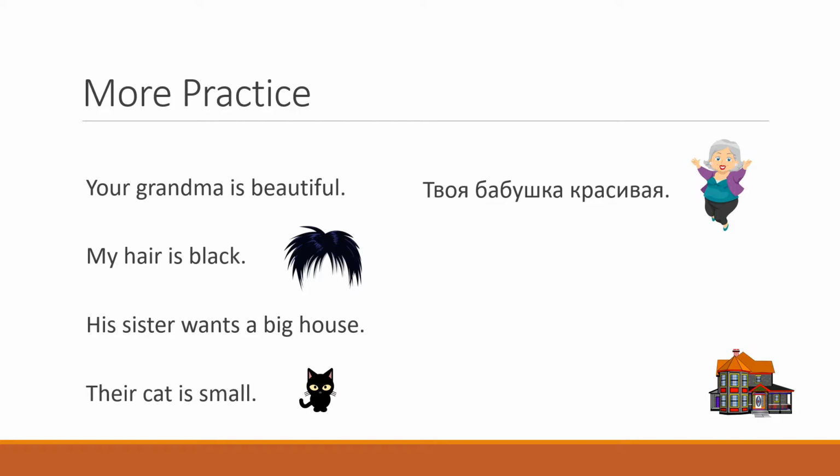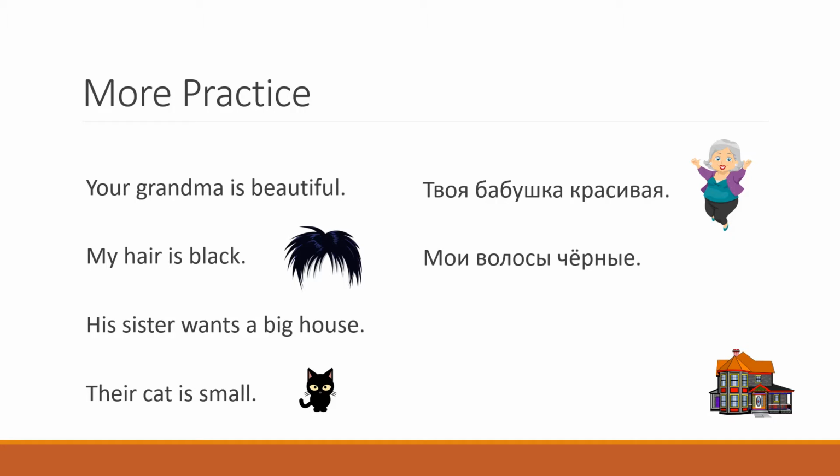Okay, next, my hair is black. Remember, hair, волосы. That is plural because we're talking about all the hair, right? Not just one strand. So plural. My hair is black. Мои волосы черные.